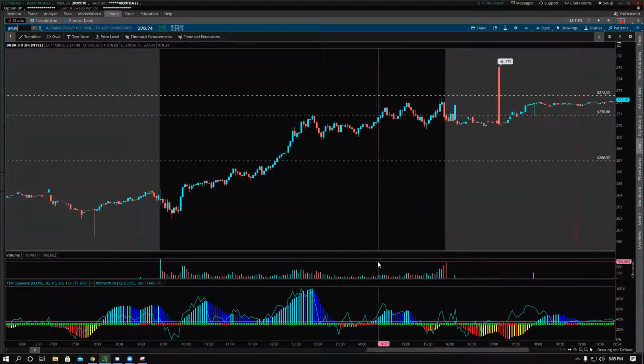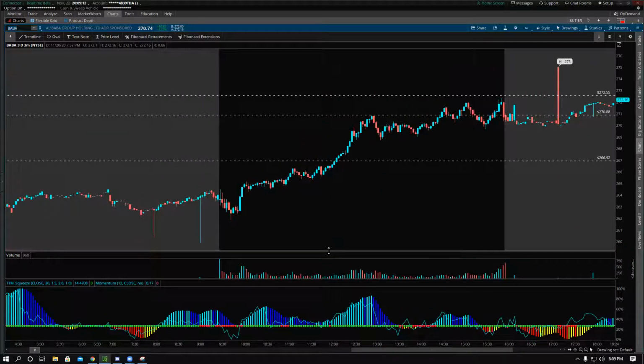I mean, it uses moving averages, right? So if it doesn't happen, it can't tell you what's happening. But TTM can kind of give you a warning of what's going to happen, if that makes sense.